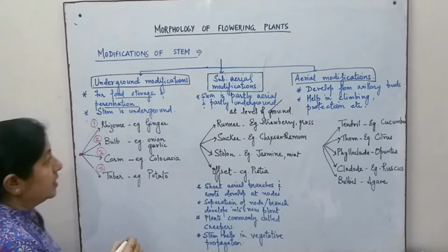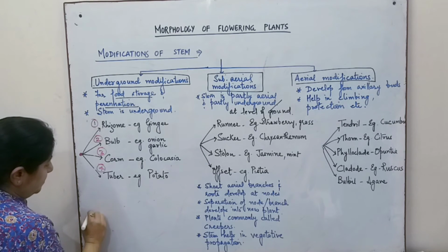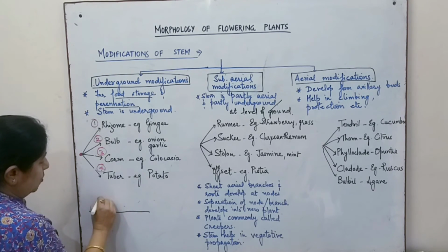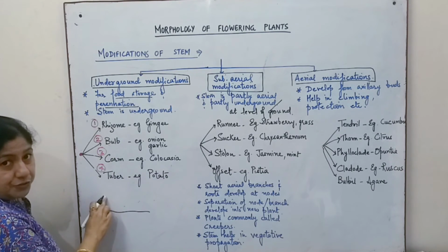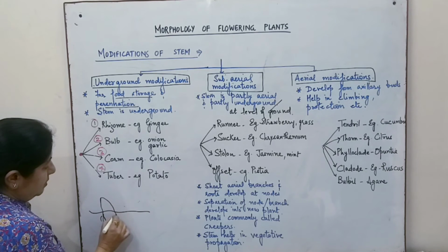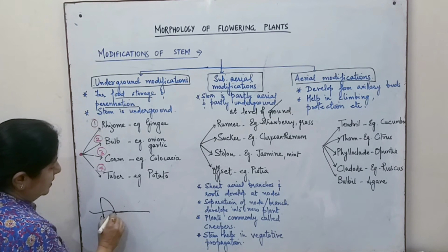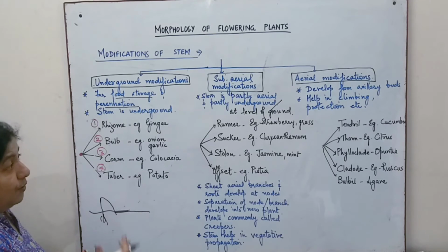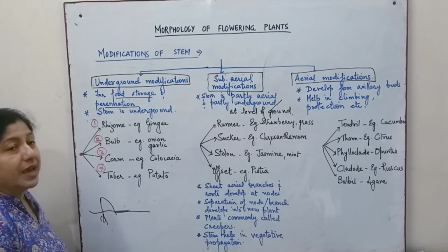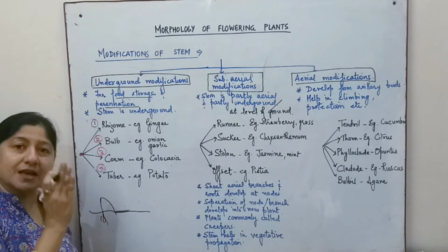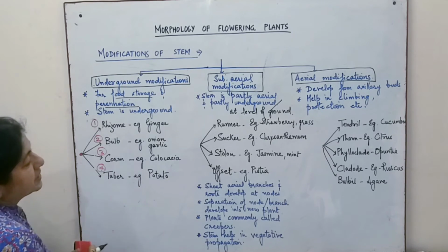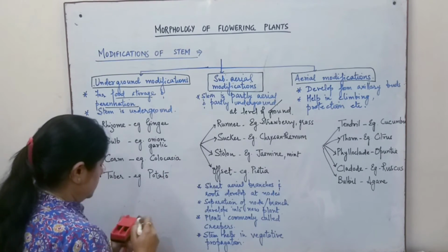What does that mean? That means that the stem, these are the roots, the stem will grow for a certain period into the aerial part, and either it will turn down below the ground or it will remain parallel to the ground. Such a type of stem modification is known as subaerial, that means half. Now over here, it includes four major types.